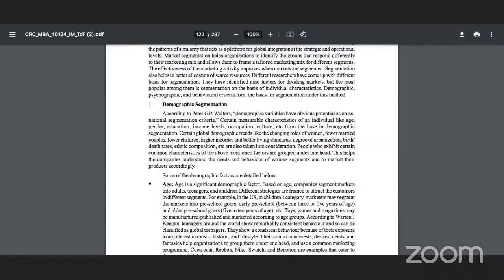Differentiating from the international ads or promotional mix and also reaching out to the local sensibilities of the customers.